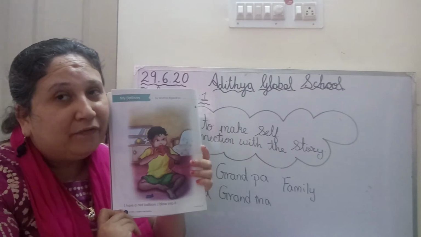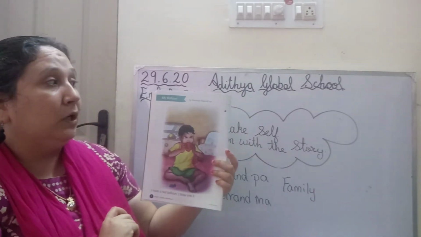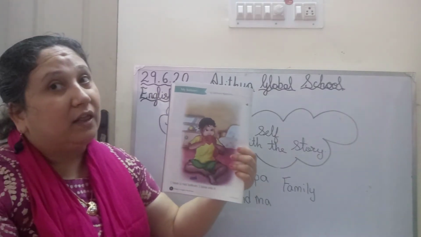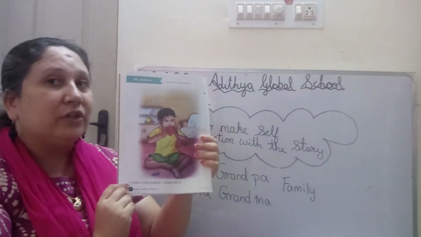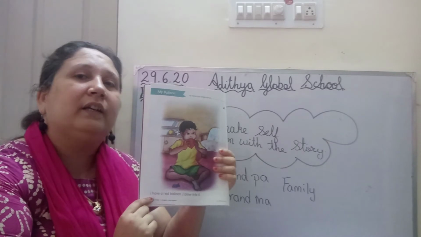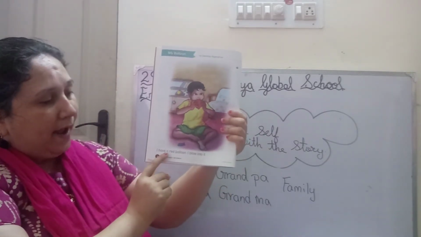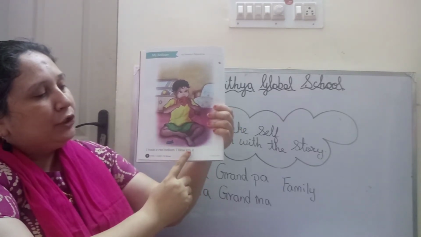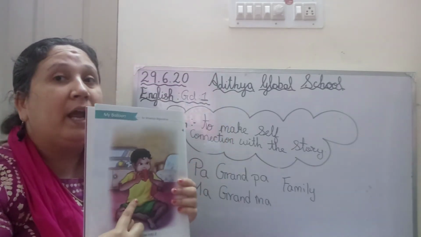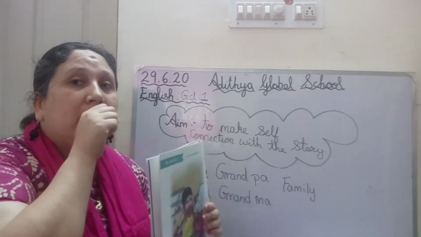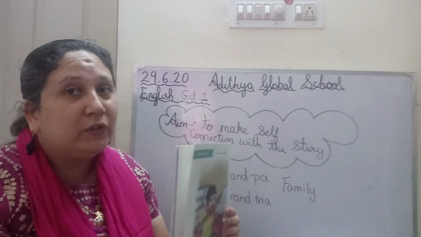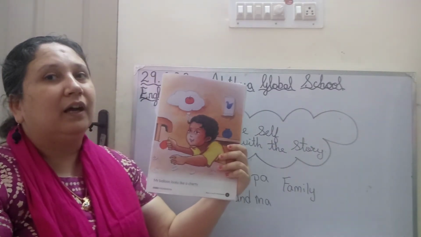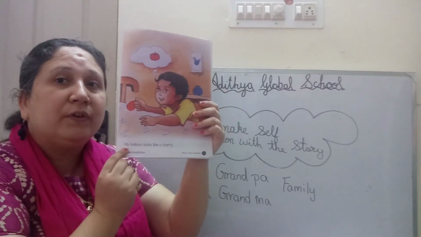So what's the name of the story first? My Balloon. And the story is written by Soumya Rajendran. Yes. So now we shall start reading. All of you are ready? That's great. I have a red balloon. I blow into it. So this boy has a red balloon and he blows into it. Turn to your next page. Good. So see here, all of you finish putting your finger here.